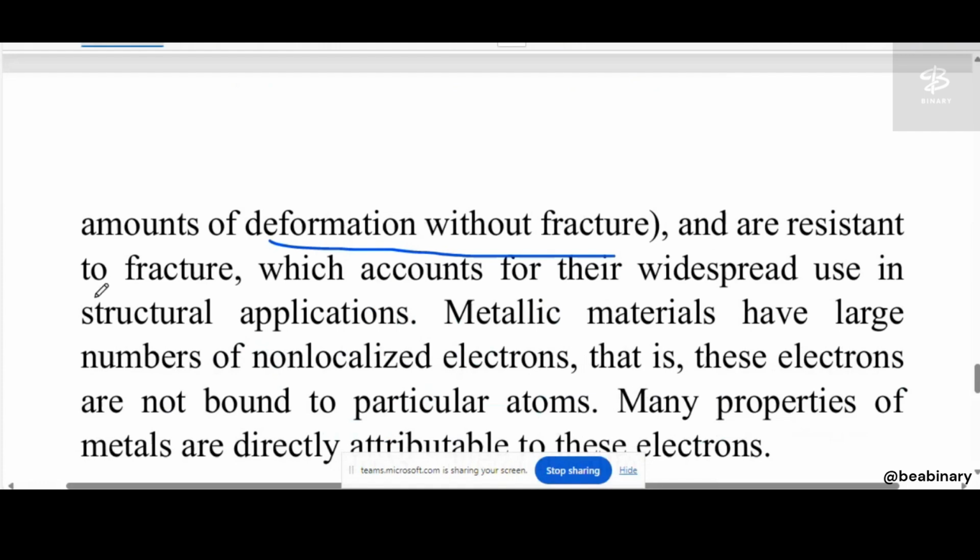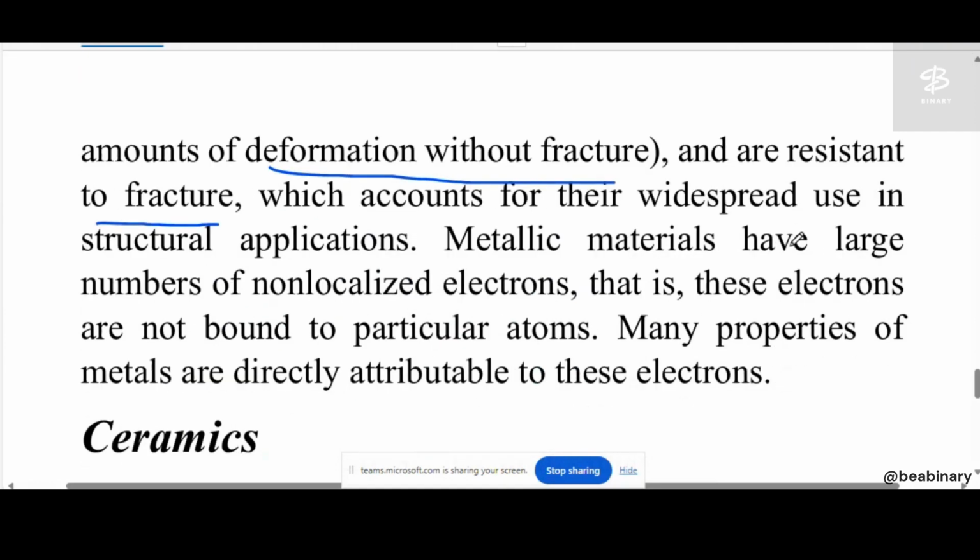The deformation, and assist to the fracture, right? Fracture means, if something is very stretchable, it can deform, but it cannot crack. It means it can resist the fracture. Fracture means the thing has broken into two pieces. So this is the reason.